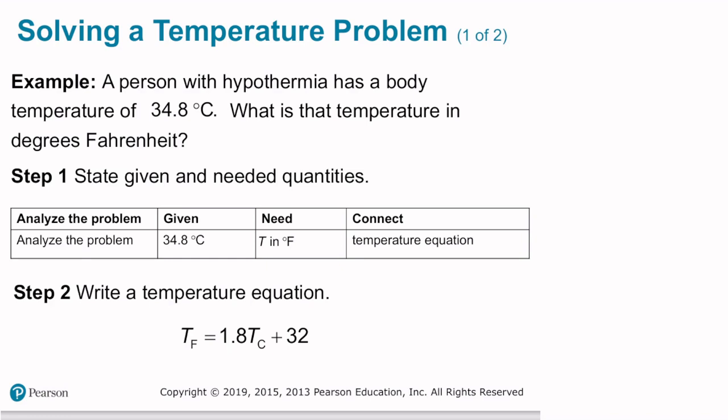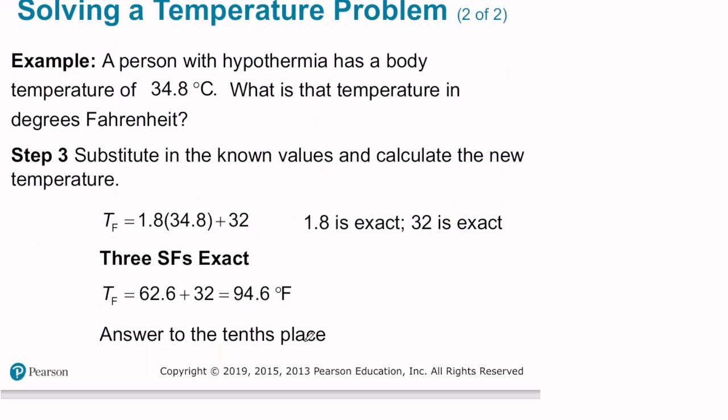Let's solve a temperature problem. A person with hypothermia has a body temperature of 34.8 degrees C. What is the temperature in degrees Fahrenheit? We need to analyze the problem and decide what we need to do. We're given 34.8 degrees C. We need to find the temperature in Fahrenheit. We'll use the temperature equation. The temperature in Fahrenheit is equal to 1.8 times the temperature in Celsius plus 32.